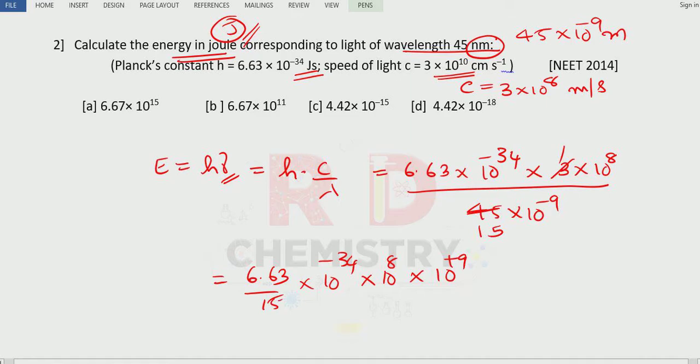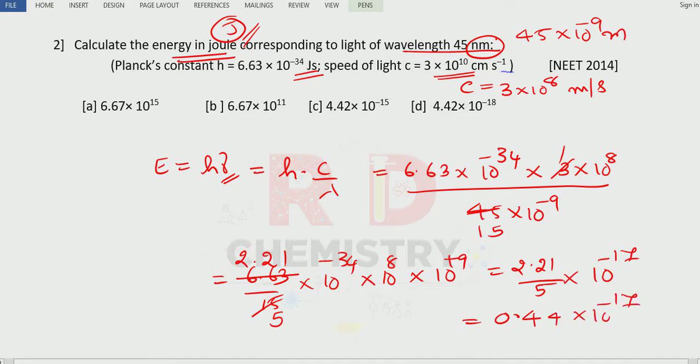Let me go on: 3 fives are 15, 3 twos are 6, then the ones are correct. So I'll get 2.21 divided by 5 into 10 to the power minus 17. Then 5 zeros, 5 fours are 20, 21 becomes again 4, into 10 power minus 17. Since it starts with 0, the answer is not there, so we write it in terms of 4.4. If I do so, this should be in the form of 10 power minus 18.